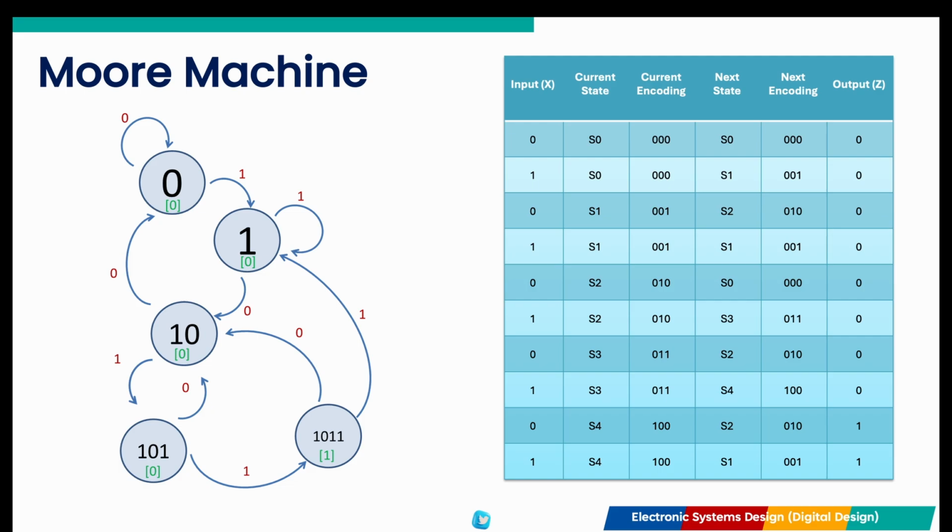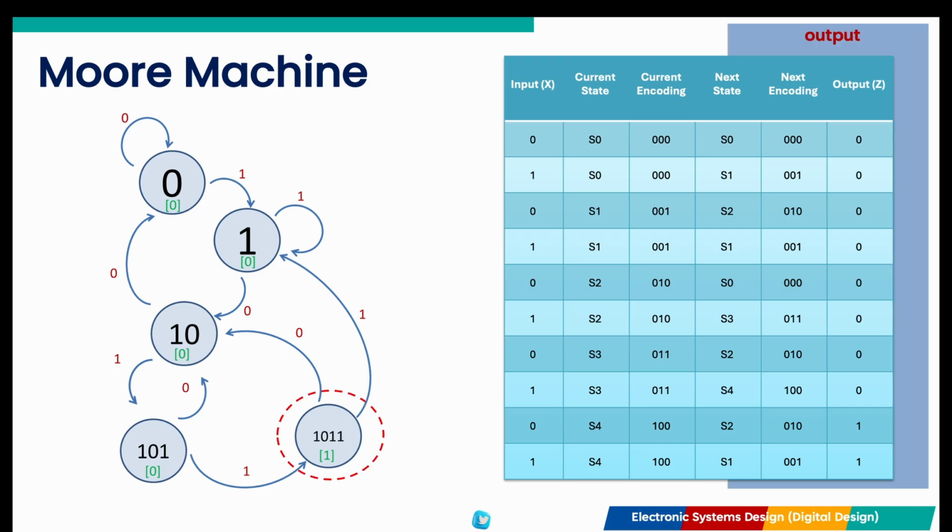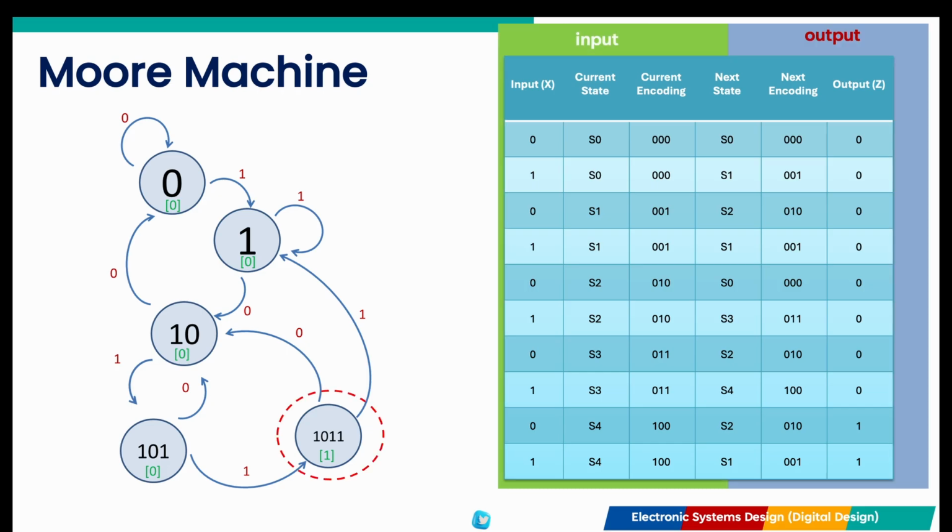To bridge the gap between a visual diagram and Verilog code, we use a state transition table. This table is the mathematical blueprint that a synthesis tool uses to build the actual logic gates. Let's take the example of the Moore machine. In a Moore machine, the output depends solely on the current state. We will use 3 bits for the state encoding to accommodate our 5 states: state 0, state 1, state 2, state 3, and state 4.